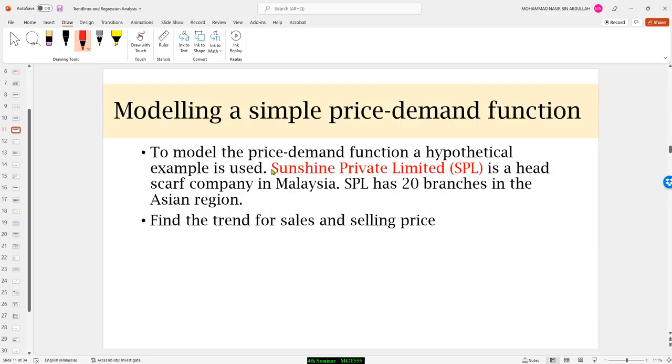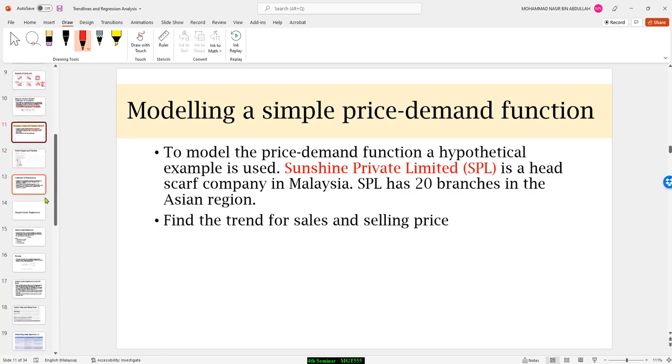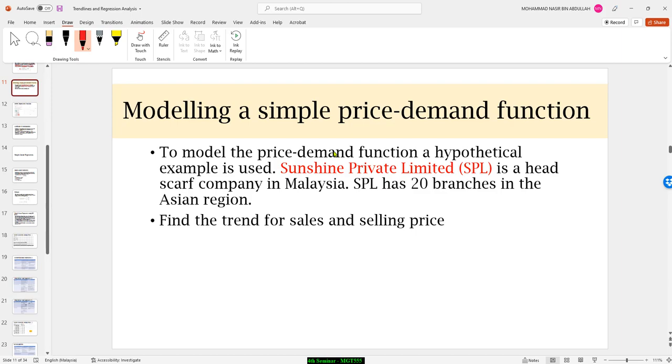So modeling a simple price demand function. So sebelum kita masuk, you want a 5-minute rest or you want me to continue terus? You boleh faham ke? Hello? Faham, Doktor? Alright, continue. You want me to continue? Alright. Okay, Doktor.